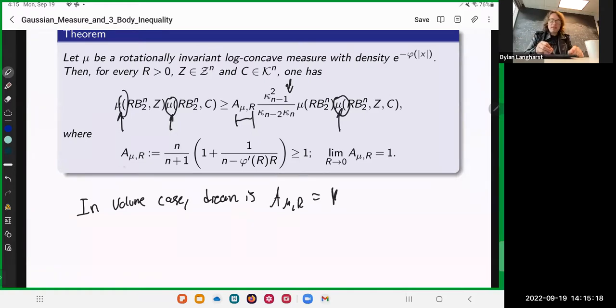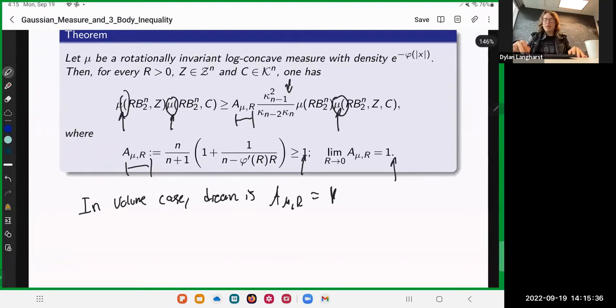So this constant, which depends on the radius of the ball, is always greater than or equal to 1. And we went greater than and not less than because I moved it to the other side of the inequality. However, you can't do better than this constant, because in the limit as r goes to 0, you get exactly that. So we're able to improve the results for the rotationally invariant log concave case.